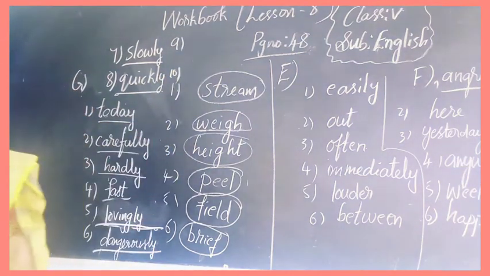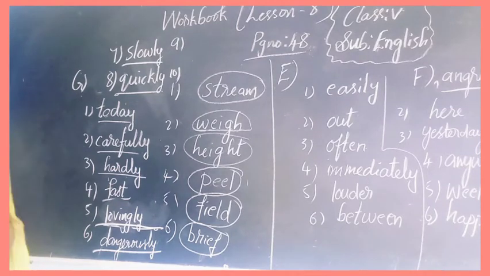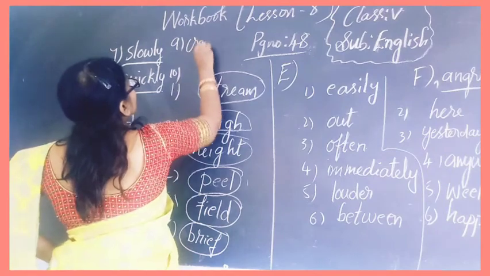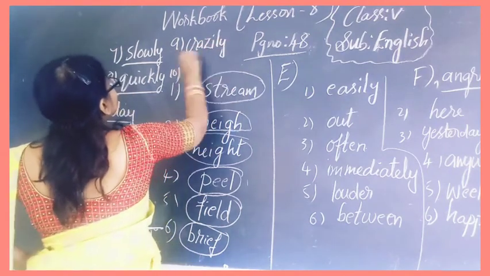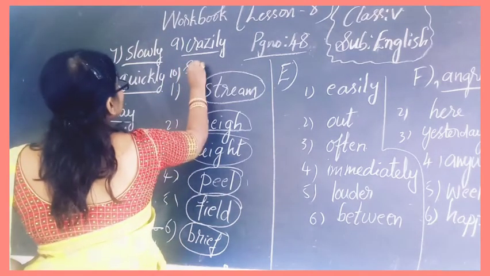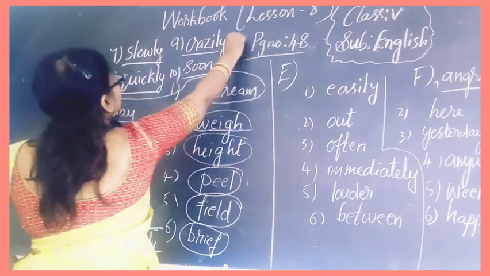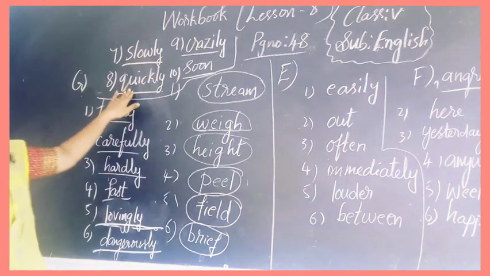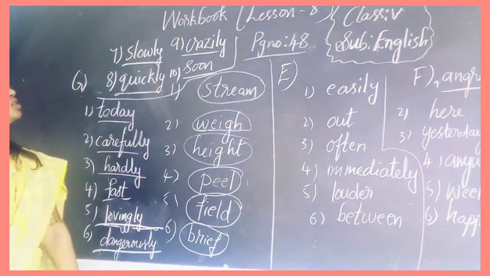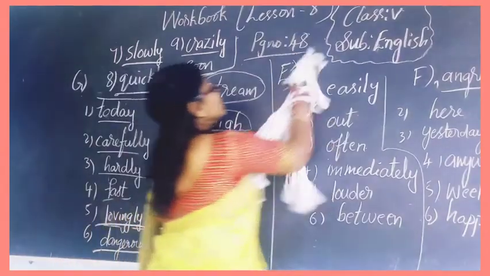Ninth one, phew, that was close. Mother smiles to herself crazily. That was about to fall, the vase was. So she said, phew. And then last, soon her mother is going to get a lovely surprise. As soon as she reaches, her mother is going to get it. Seventh slowly, eighth quickly, ninth crazily, tenth soon. I hope you have finished this one. Now think and write. You have to write on your own. This is your homework.